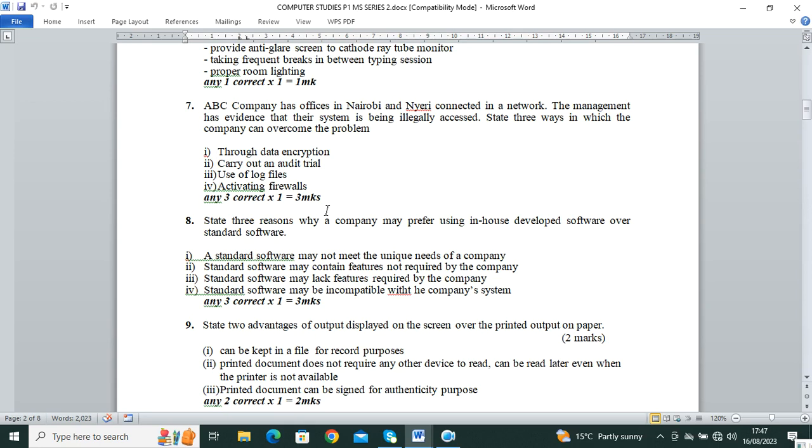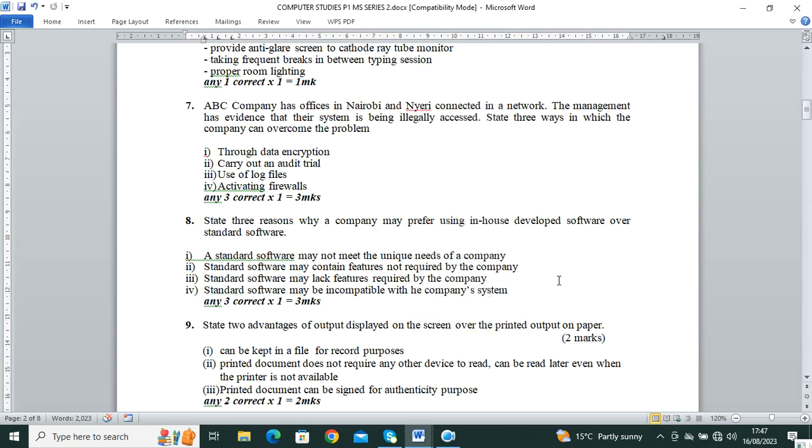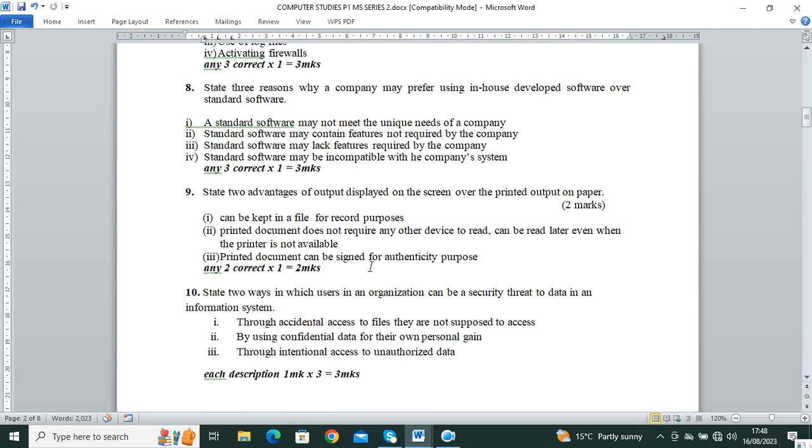So the question asks, state the reasons why a company or people may prefer created software in their office or in their room rather than buying. The first answer is that standard software may not meet the unique needs of the company. Standard software may contain features not required by the company. Standard software may lack features required by the company. Standard software may be incompatible with the company system. For example, if you just go for Microsoft Access and then you call a software engineer to create a database for you, you can agree with me that Microsoft Access will have so many features that you don't require, or other features that you overuse. But the person you call will give you the exact features that you require.